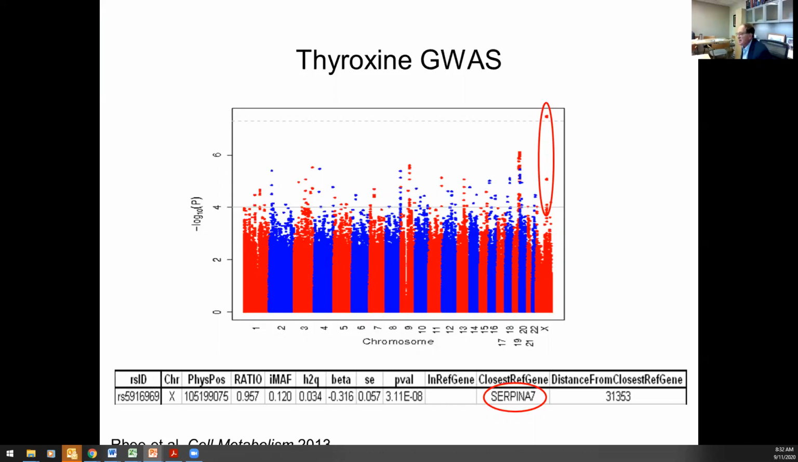And I was really excited because, hey, this could be an important new drug target for thyroid disease. And hey, that's an interesting protein, SERPINA7. I was super excited about this until I Googled it, and it turns out that SERPINA7 has another name, and it's called thyroid binding globulin.